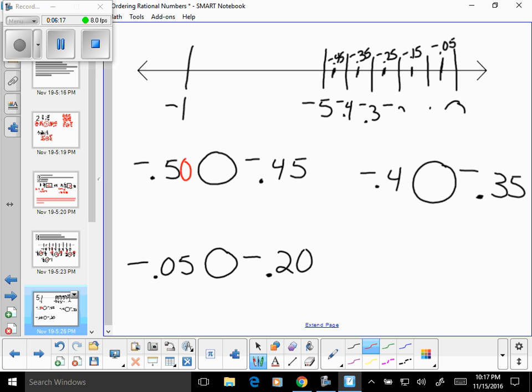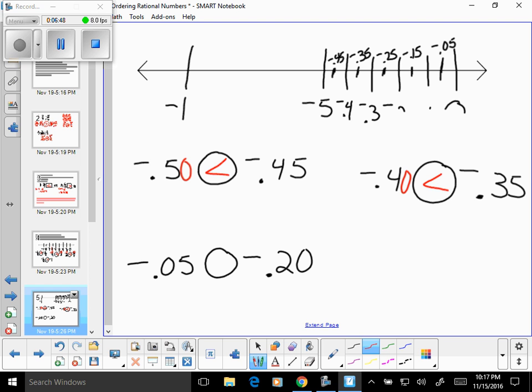Have I changed the value of 0.5? Absolutely not. Now what I do is I pretend that there is no decimal point at all. It's just handier if we do no decimal point at all, and just think that we're comparing negative 50 with negative 45. Well, negative 50 is less than negative 45. Again, I'll put the 0 in here, and I'll compare negative 40 to negative 35. It's got to be less than.